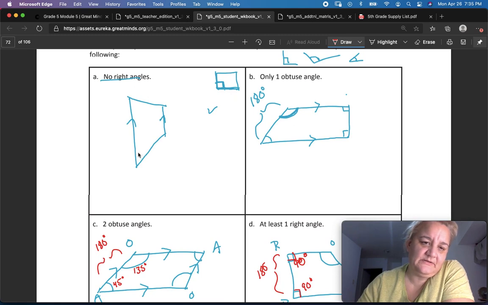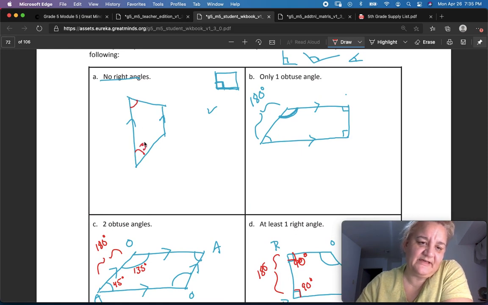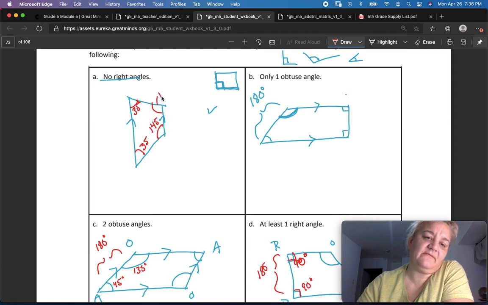So this one is an acute, and this one is an acute. So if this is 35 and this is 35, that would mean that these two have to be much bigger than that. If they have to equal 180, that would be 145, okay, and 145.